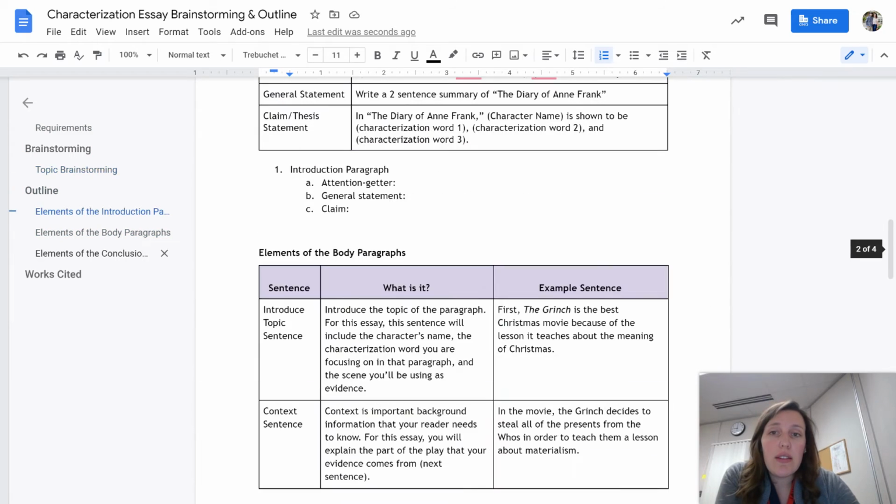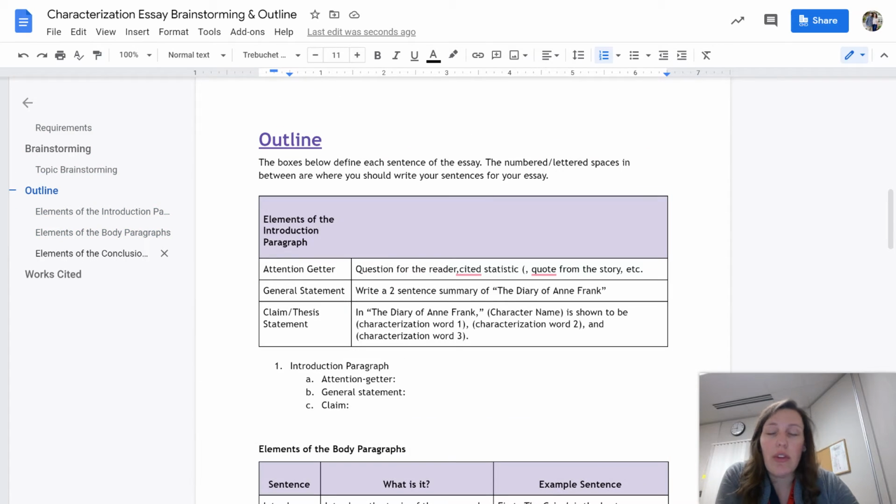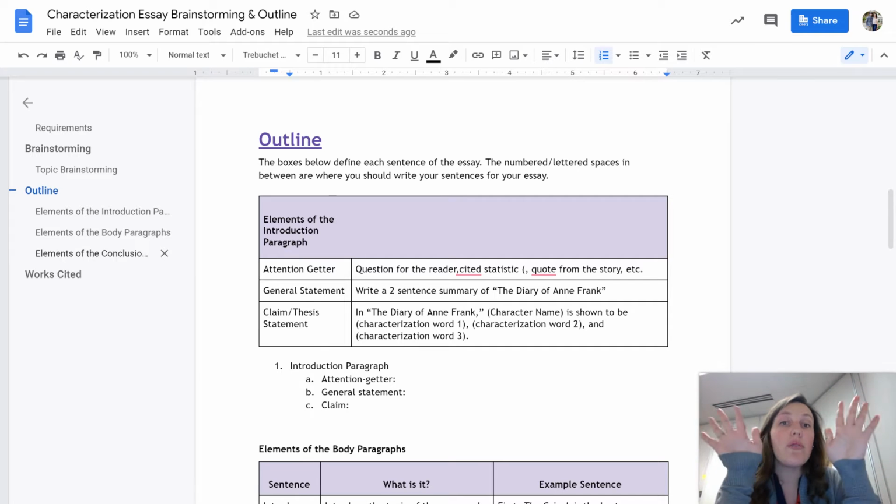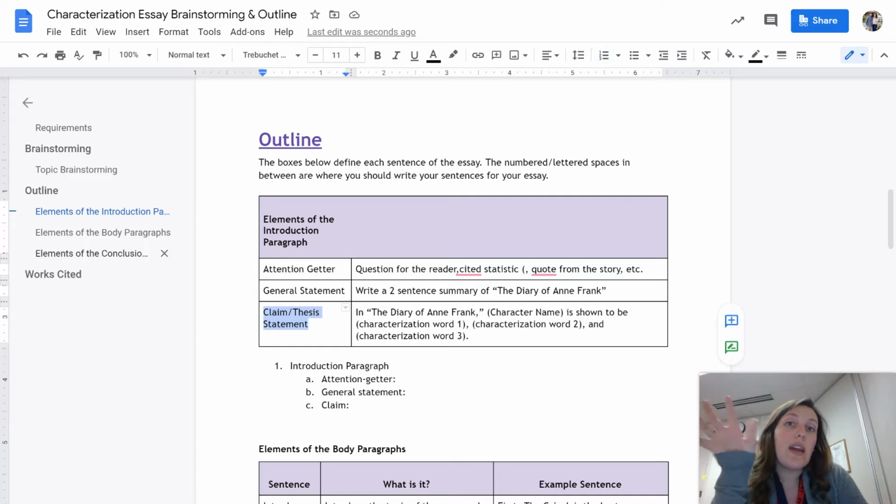So looking at the introduction for today, we're going to start with the attention getter. So remember, the attention getter shouldn't say like, my character is Anne and she's brave. We want to avoid saying the topic of our essay right away. We just want to grab the reader's attention with something kind of related, and then we'll go into the point of our essay once we get to the end of our introduction.